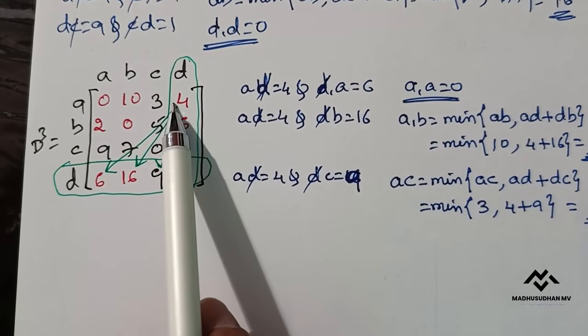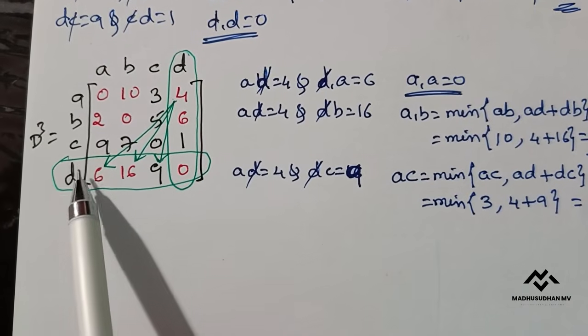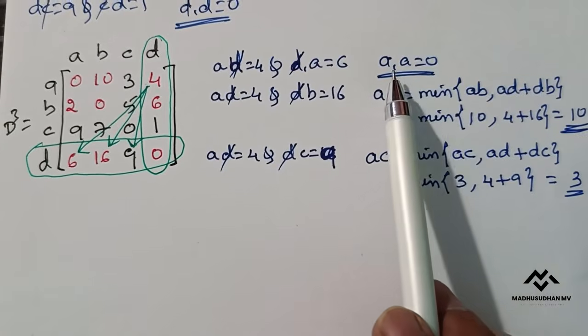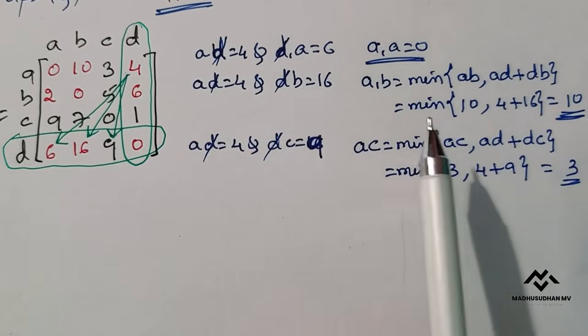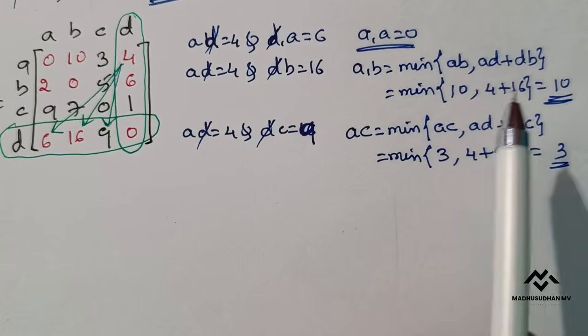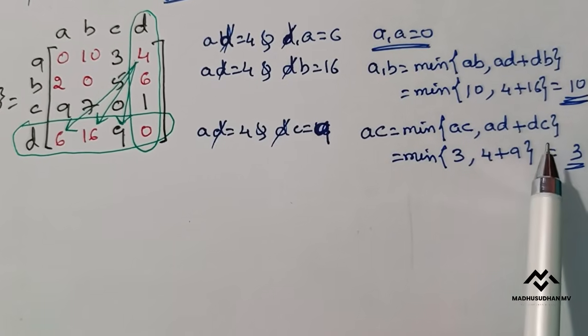See, I compared the column value with all these 3 for this row. So I got these 3 new values. A comma A is equal to 0, direct return. Then A comma B is equal to 10, the new value. A comma C is equal to 3. These are the new values I got.